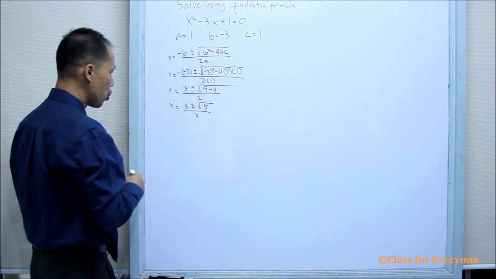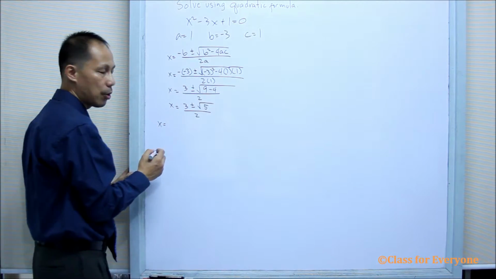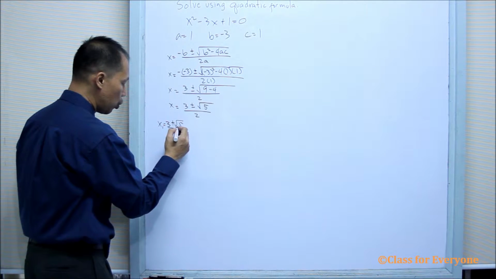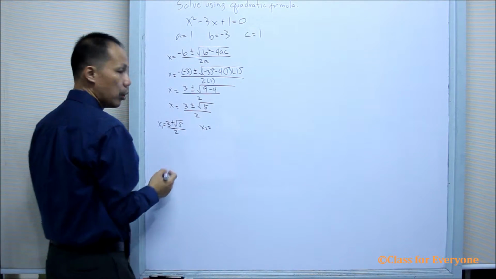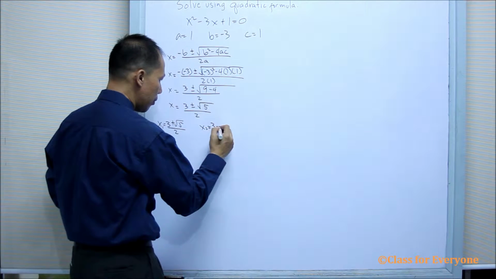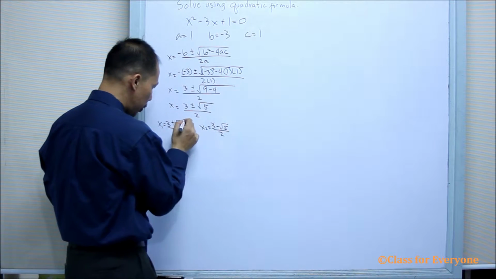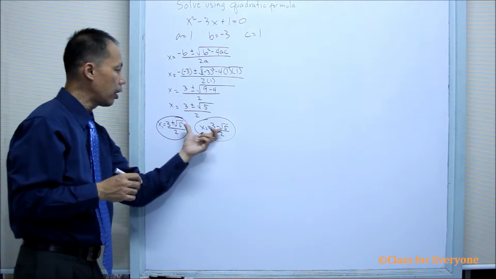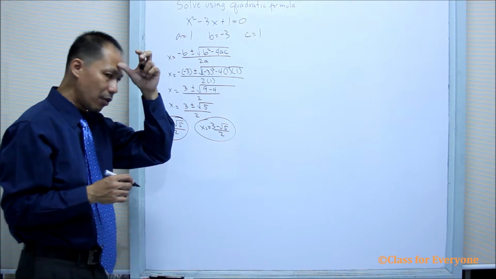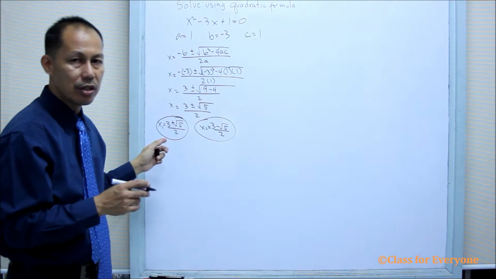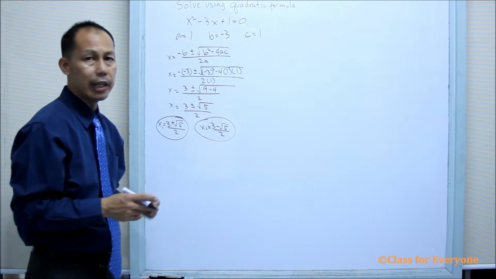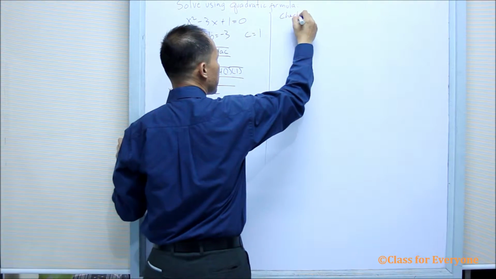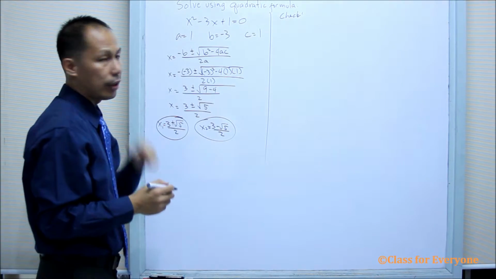So the two roots will then be x sub 1 is equal to 3 plus the square root of 5 over 2, and x sub 2, the negative root, will be 3 minus the square root of 5 over 2. The two roots are irrational numbers. Even if they are irrational, they are still the roots of this quadratic equation. So we're going to check if they satisfy the quadratic equation.